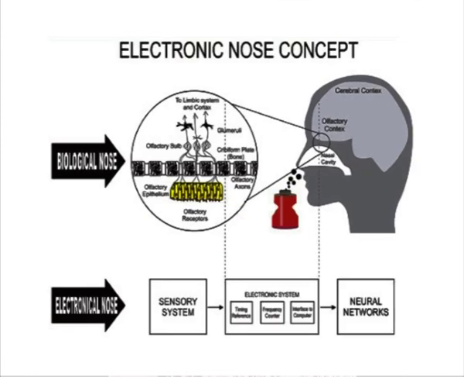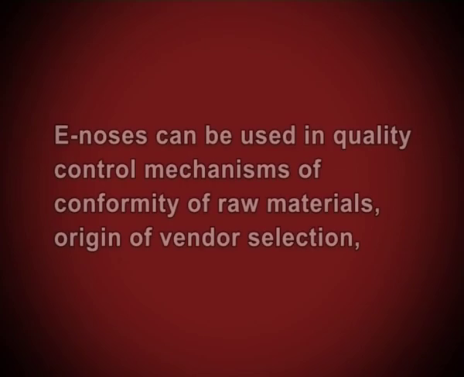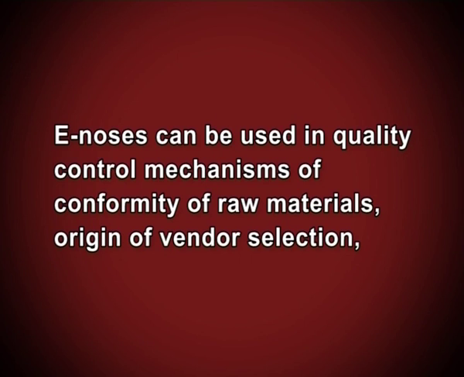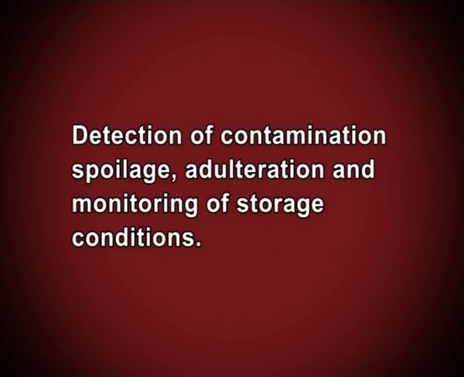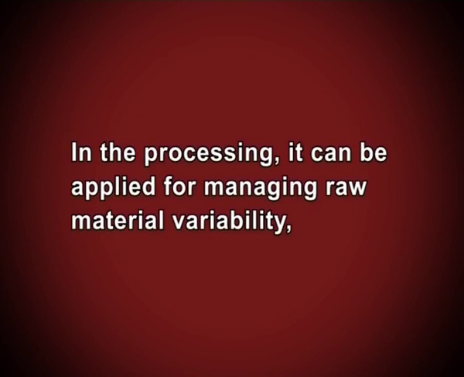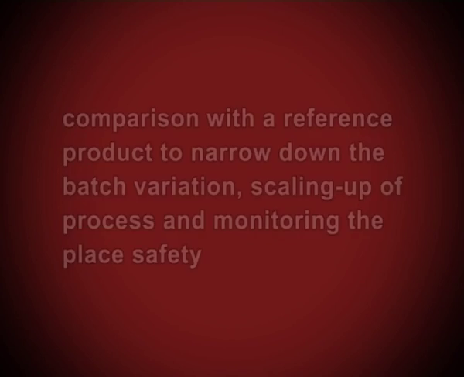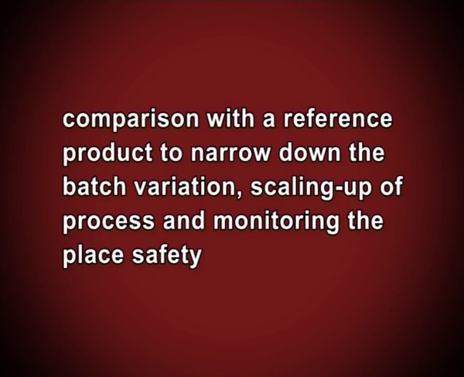E-noses are mainly used in R&D labs and process and production departments. E-noses can be used in quality control mechanisms of conformity of raw materials, origin of vendor selection, and detection of contamination, spoilage, adulteration and monitoring of storage conditions. In the processing, it can be applied for managing raw material variability, comparison with the reference product to narrow down the batch variation, scaling up of process and monitoring the plant safety.